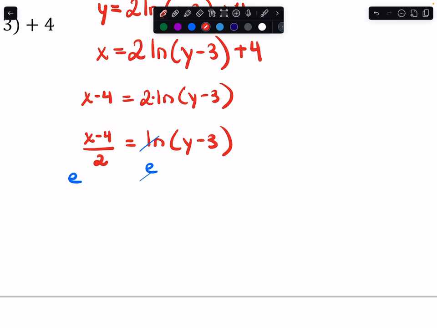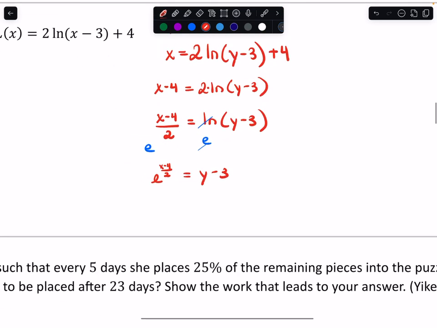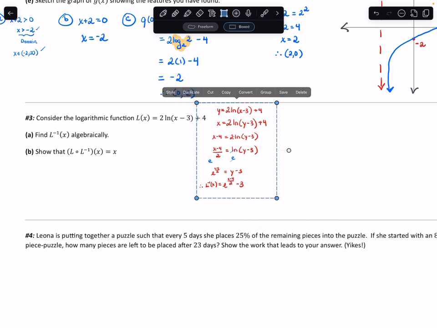So what are you left with? You have e to the (x minus 4) over 2, all of that up in the exponent, and that's equal to y minus 3. So if I add the 3 over, I will have isolated y, and therefore I could say that the inverse of L, L inverse of x, is e to the (x minus 4) over 2, take away 3. Cool beans.